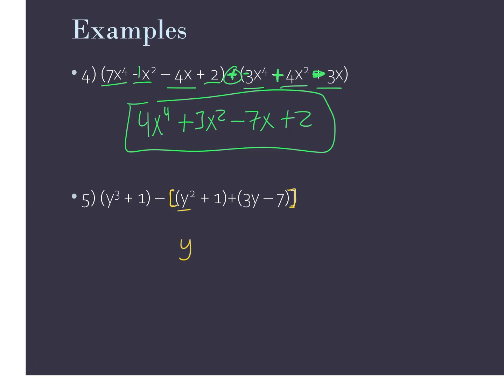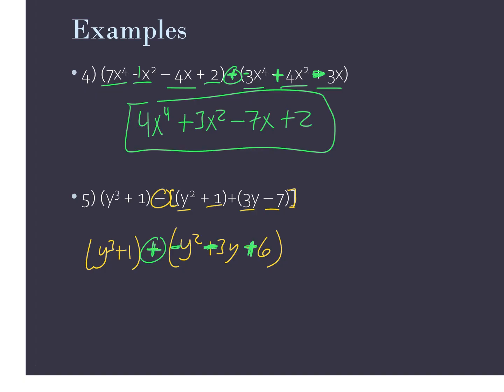Nothing combines with y squared. I'm going to leave that alone. I have a 3y by itself, and then I have a 1 and a -7. That's going to get me a -6. All right, and then I'm just going to bring everything else down. So I'm going to bring the minus down, and then I'm going to bring the y to the third plus 1 down. And then just like before, that minus is going to turn into a plus, and then change the sign of everything on the inside.